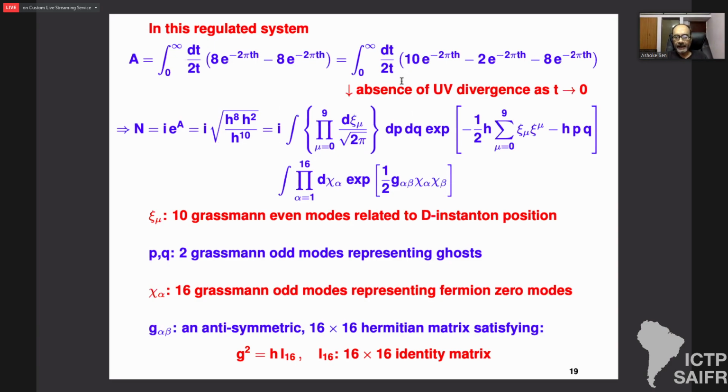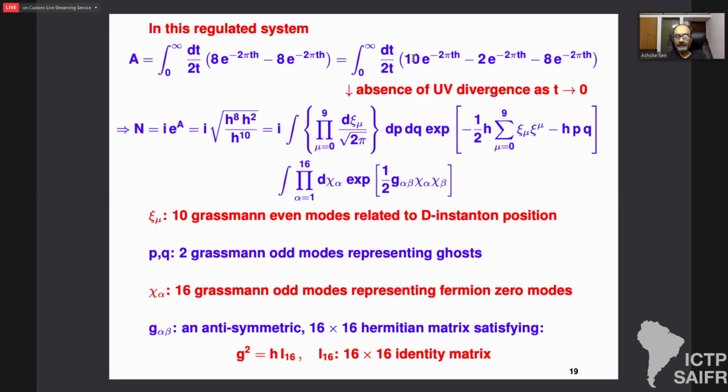Now here, I should point out one important aspect of this formula. The ability to do this integral and get ratios of h's of this form relies on the fact that this integral doesn't have ultraviolet divergence. That is, there is absence of UV divergence as t goes to 0. That's the UV point.